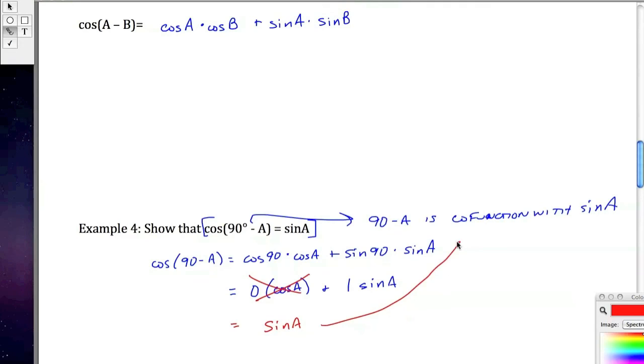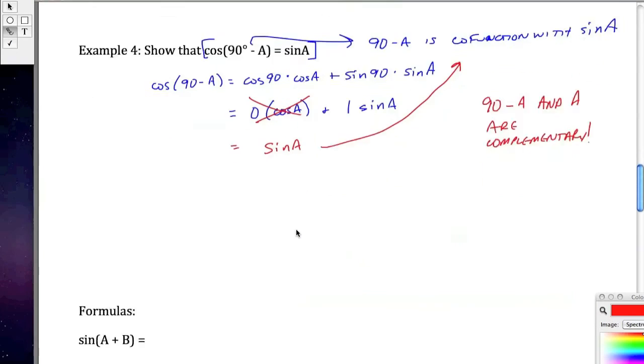And this makes sense because 90 minus a and a are complementary. And we know that they're complementary because that's the definition of complementary. The difference between an angle and 90 is the complement. And so because we're taking the cosine of the complement, that's equal to the sine of the actual angle itself. This makes sense. All right?